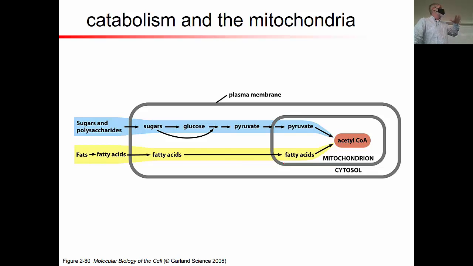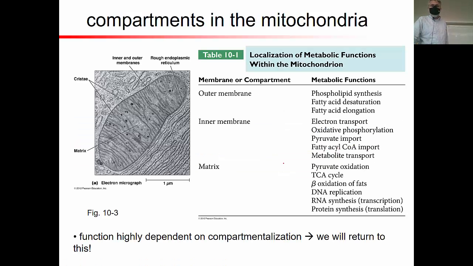Here's like a really high-level overview just showing sort of two breakdown pathways for sugars and polysaccharides on the top and fats or fatty acids on the bottom. So there are then these different compartments, and there's an outer membrane, and then there's an inner membrane, and the inner membrane is highly invaginated for reasons we'll talk about in a minute.